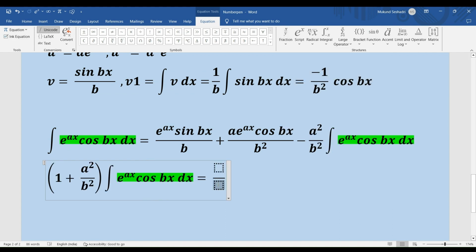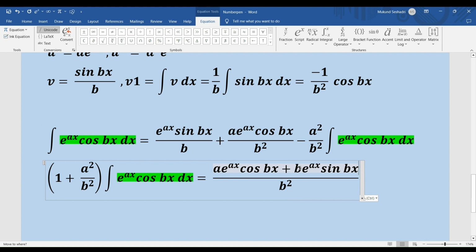I have e to the power ax sine bx by b plus a e to the power ax cos bx by b square. And for both these expressions, if I make my b square common in the denominator, what does my numerator become? My numerator becomes a e to the power ax times cos bx plus b e to the power ax sine bx, right? So let's write that down. Now I notice that e to the power ax is common, so I can pull out the e to the power ax in the numerator on my RHS, right?